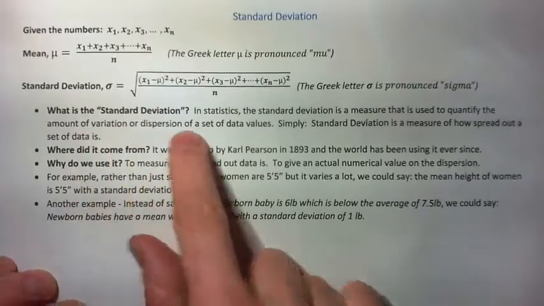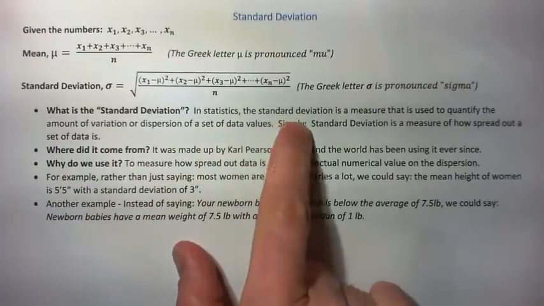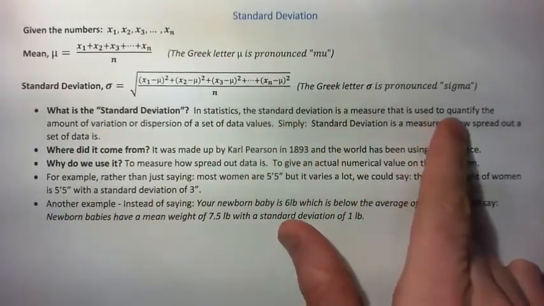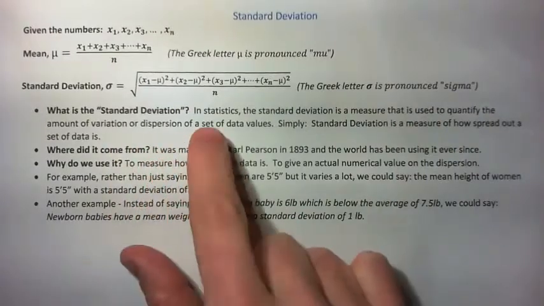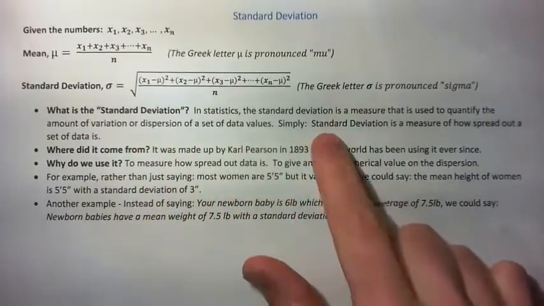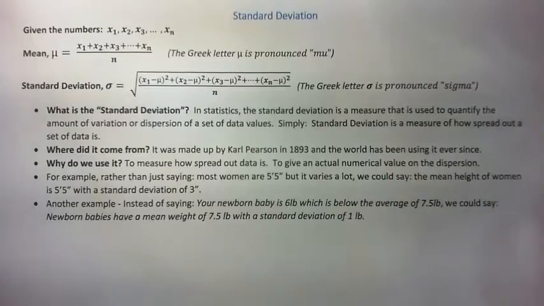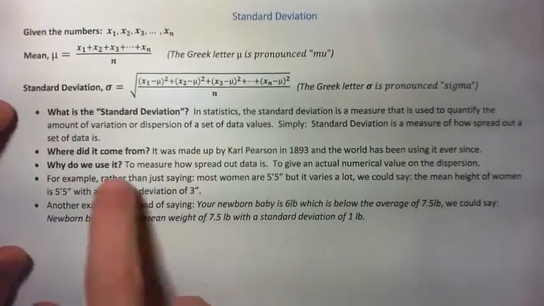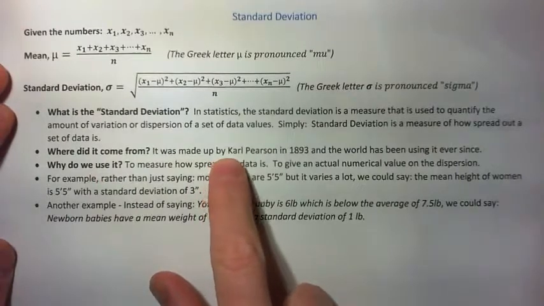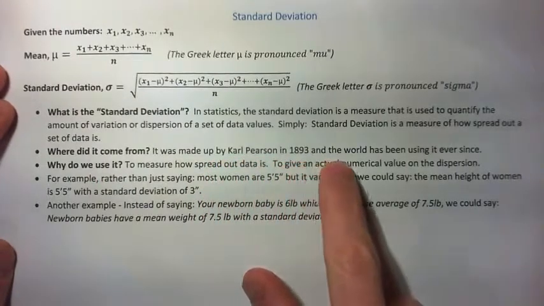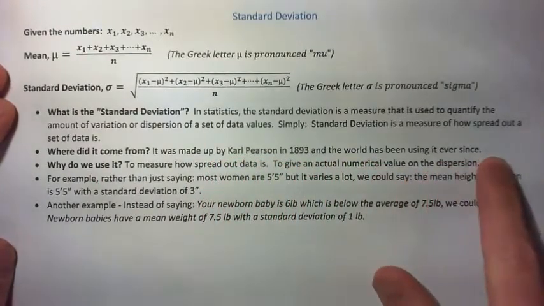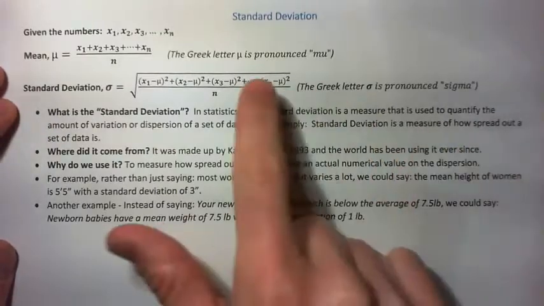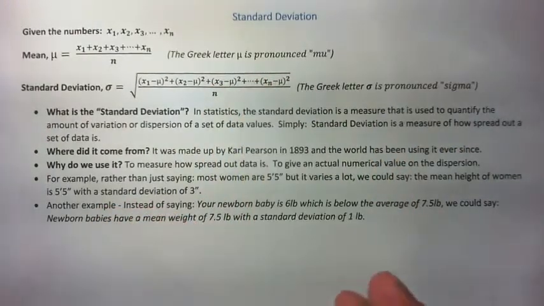So, what is the standard deviation? It's simply a measure that is used to quantify the amount of variation or dispersion in a set of data values. Or to put it simply, it's a measure of how spread out a set of data is. And where did it come from? Well, it was made up by a mathematician called Karl Pearson in 1893, and the whole world has been using it ever since. The whole world agrees that we will use this formula to describe how far apart a list of numbers are.